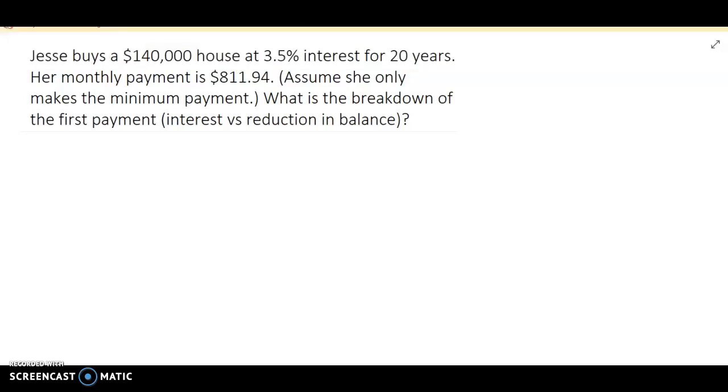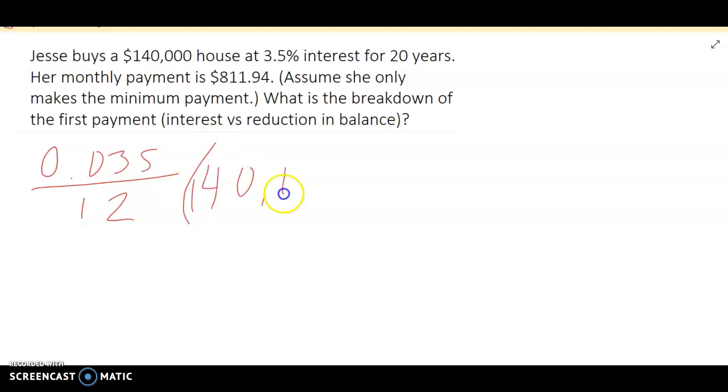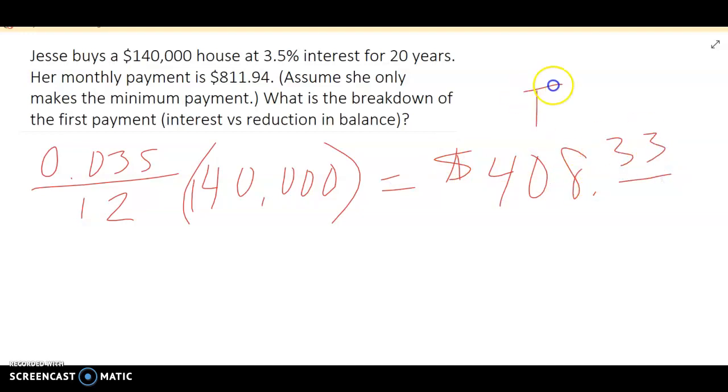So just like we were playing with a credit card, if we want to find how much interest Jessie is paying in that first month, we take the interest rate, we divide it by 12 because APR becomes monthly by dividing by 12. And then we're going to multiply by how much is owed. And in this case, it's $140,000. Now, when you multiply, round it to the nearest penny, we get $408.33. So this is how much Jessie is going to pay in interest during the first month.